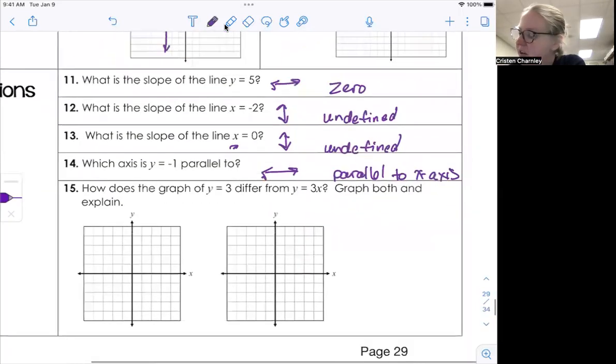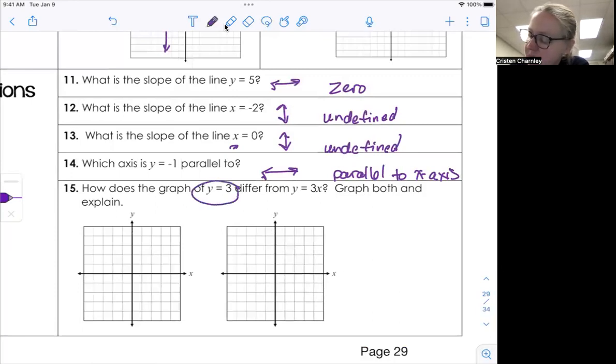Now, how does the graph of y equals 3 differ from y equals 3x? Graph both and explain. This is a big deal. Y equals 3 means I go to my y-axis and I go up 3. 1, 2, 3. Draw my dot, and it's a horizontal line.